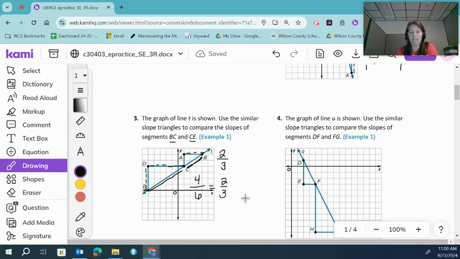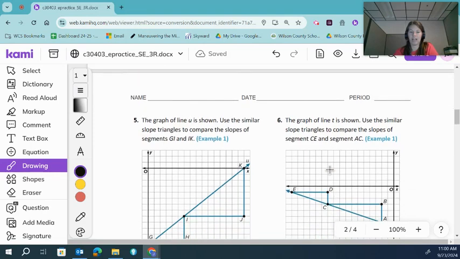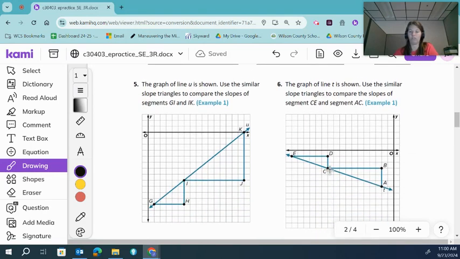And there is one more that you can try here, and a couple more if you'd like to try those.